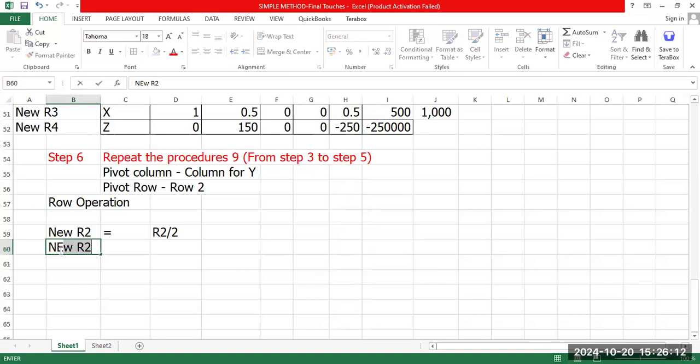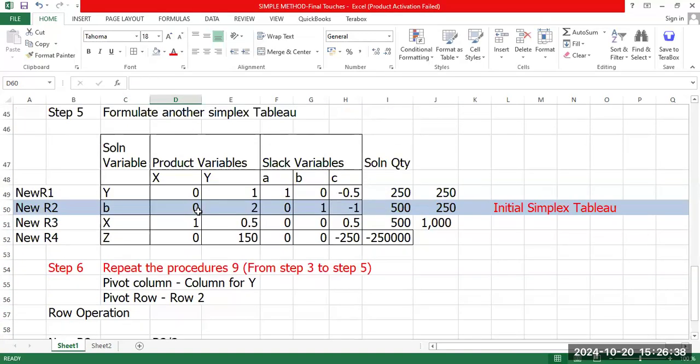What is our new row 3? Okay, here it is new row 1, new row 2, new row 3, because I already have new row 2. I will need new row 4. Someone tell me what will be our formula here. New row 1. I'm waiting for you.